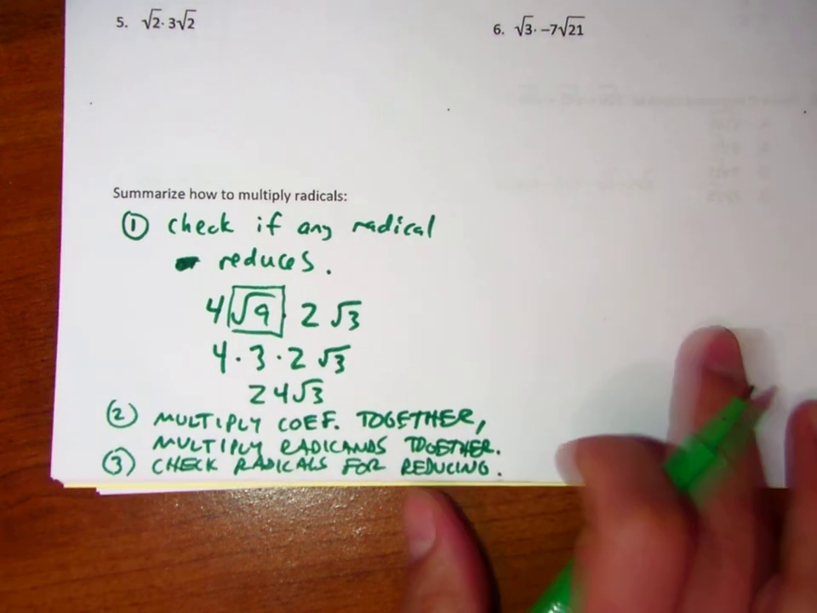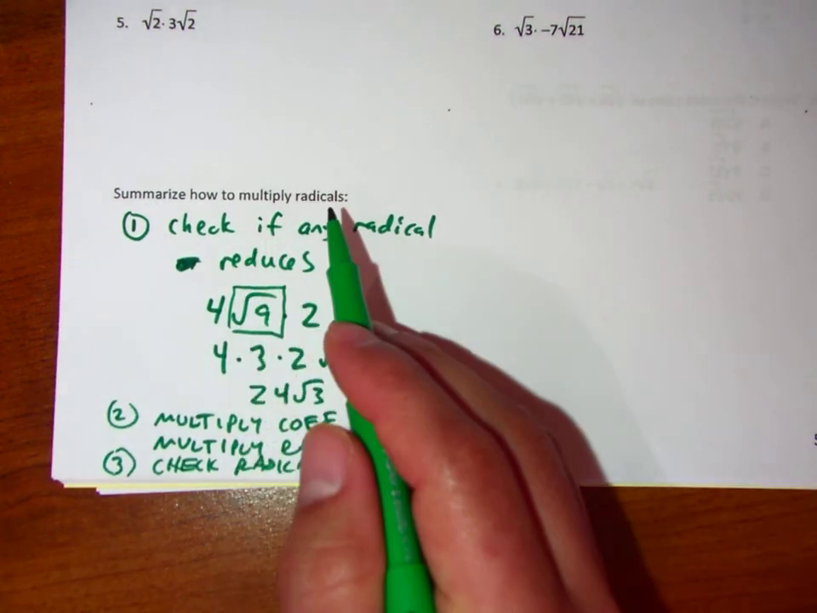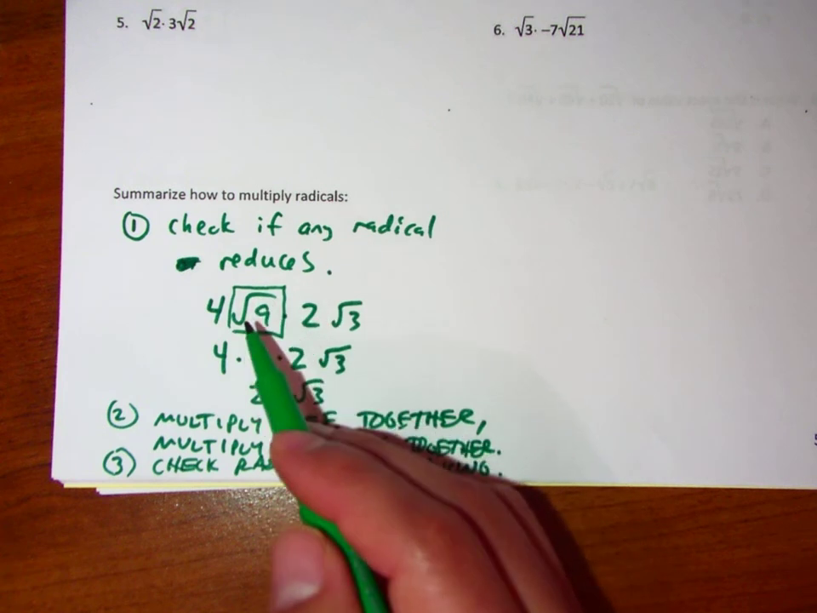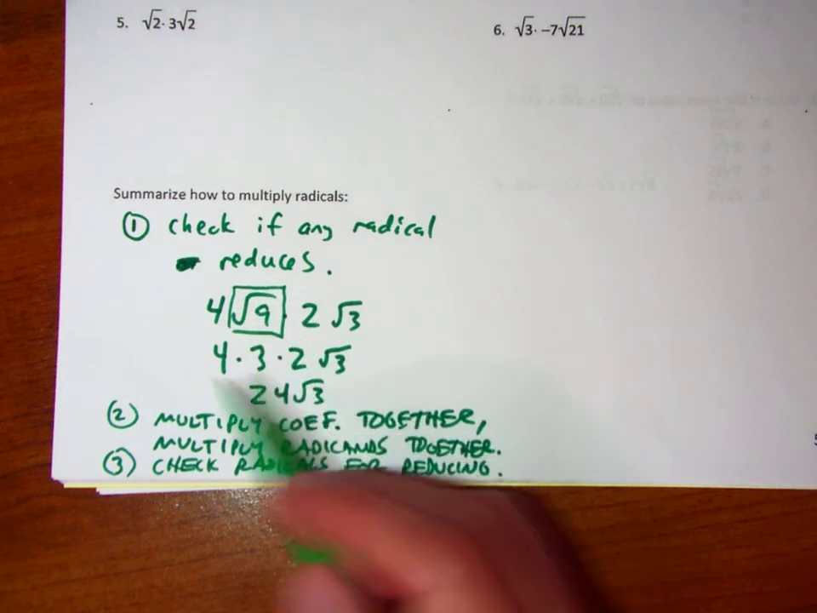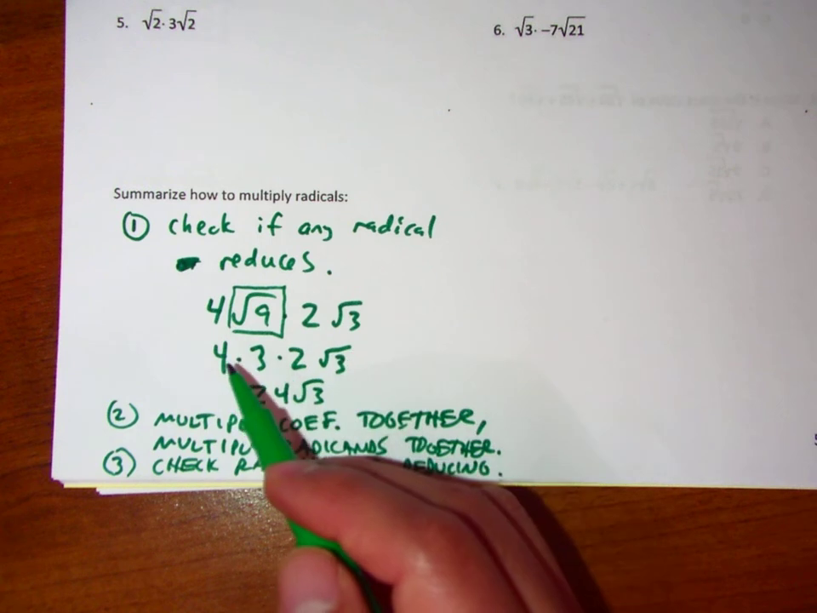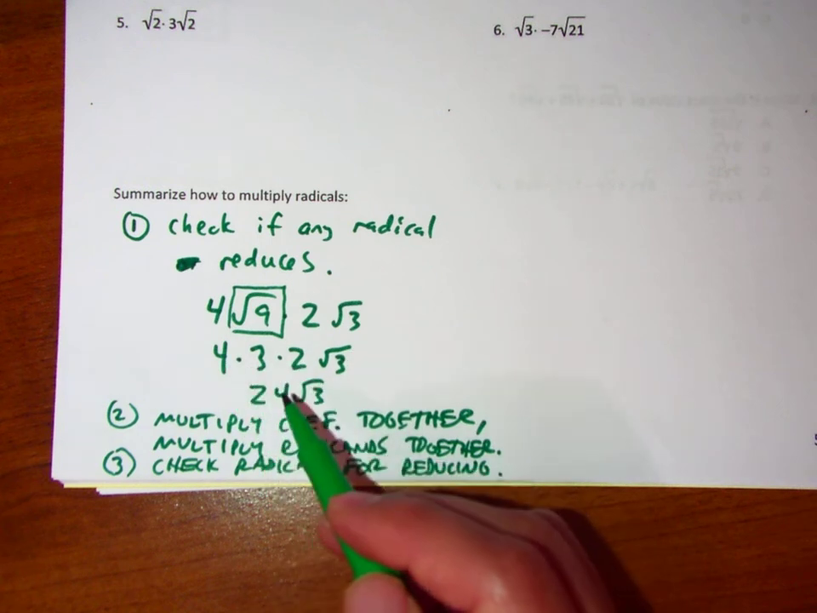Okay, so first you're going to check to see if any radical reduces. Like this example, I had a root of 9, which turned into just 3. And so I didn't really have to do much except multiply the 4, the 3, and the 2 together. And then I was done.